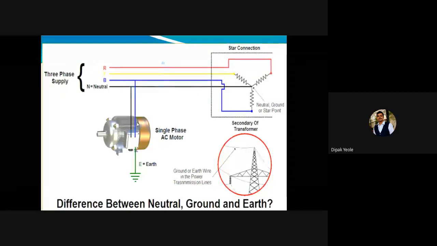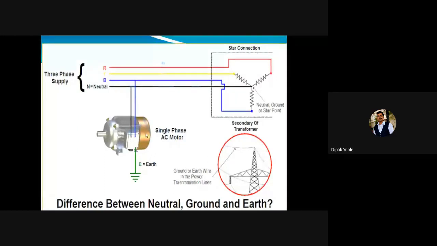Now we have to find the difference between this neutral and earth. What is the earth? We have to connect this enclosure to one point and we have to make it at earth.